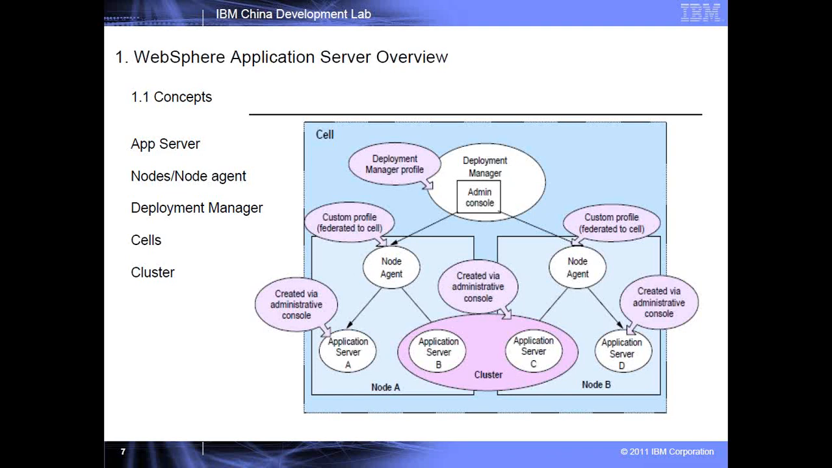We can do many things in the application server. We can create data sources. Using the deployment manager, we can stop and start our application servers. For example, if I want to stop application server A, how are we going to do it? I just log into the deployment manager's admin console, select application server A and stop it. Automatically, the application server will be stopped. So we can do many things.